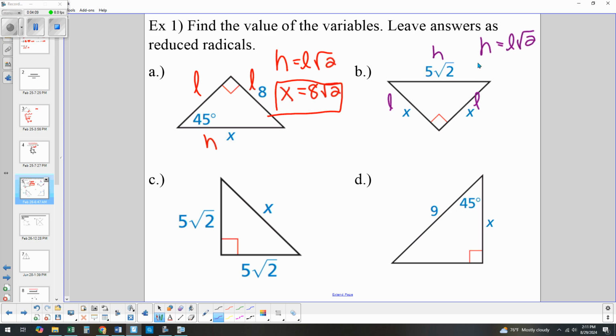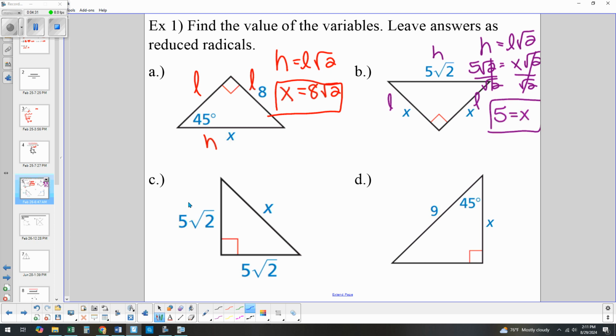I'm going to put h in as 5 root 2, and x is going to go in for L. In this case, x is not alone, so I'm not done. I'm going to divide both sides by the square root of 2. So the square root of 2's cancel there, but the square root of 2's also cancel there. So x equals 5.